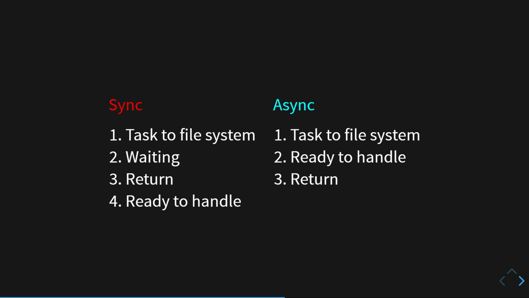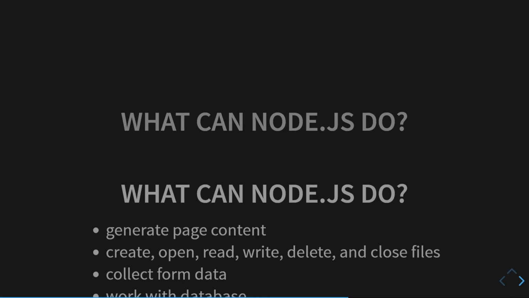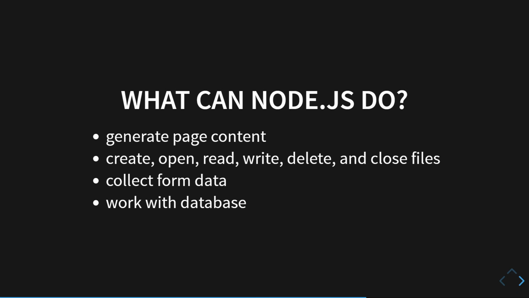And the next question about Node.js sounds like that. What can Node.js do? At first, Node.js can generate dynamic page content. For example, Node.js can generate a page by a URL that doesn't exist, which gives us a message and a redirect button to the main page, or create an email confirmation link.